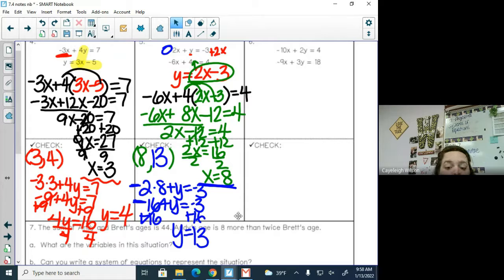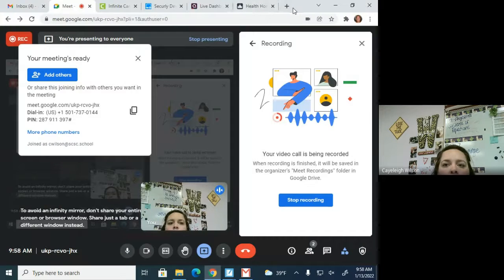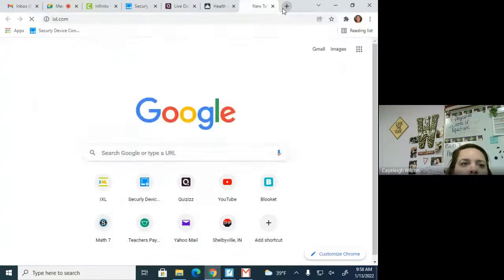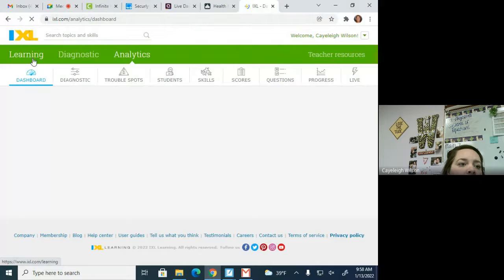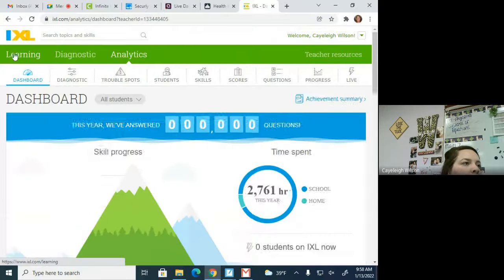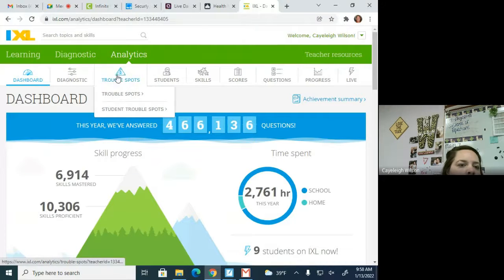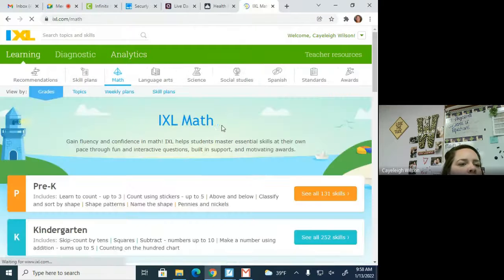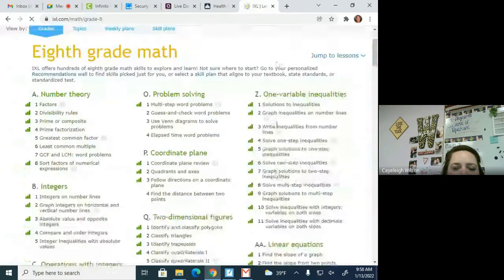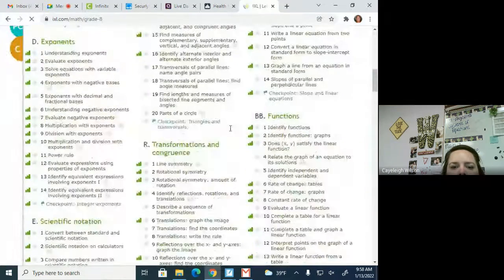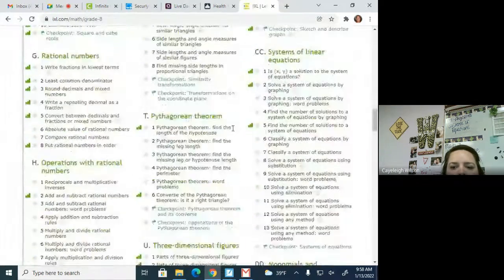All right, so what we're going to do is we're going to go to IXL and I'm going to put it in your Schoology folder so you can find it. I'm only going to make you do 4. That's it. Okay, so I'm going to find it on here. I'm going to put it in the Schoology folder for today.